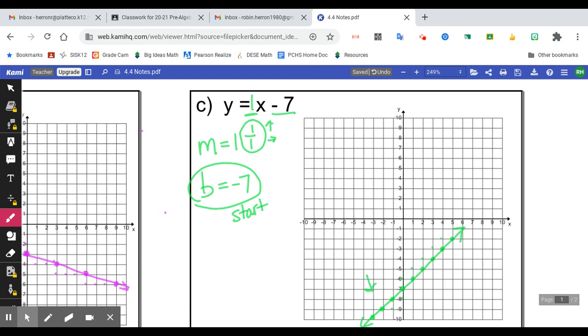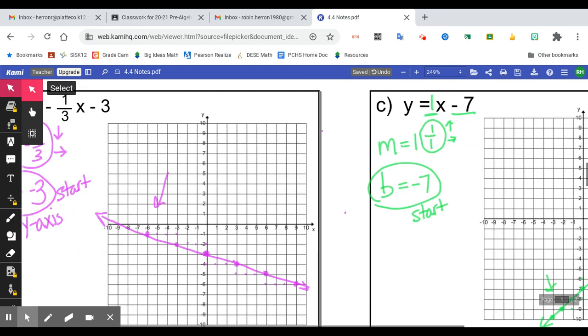Graphing slope-intercept form. Okay, let's do a couple more.